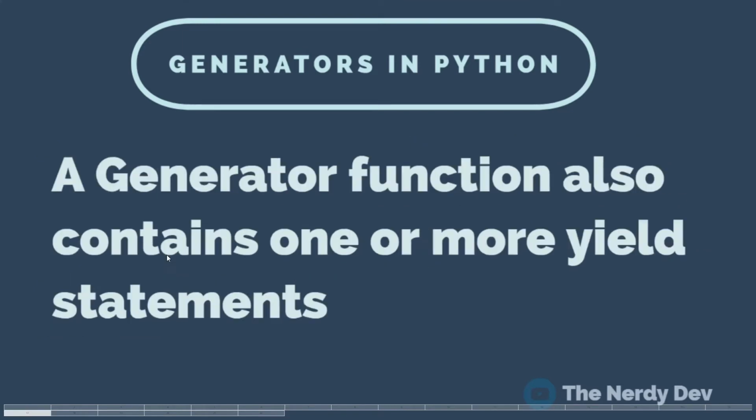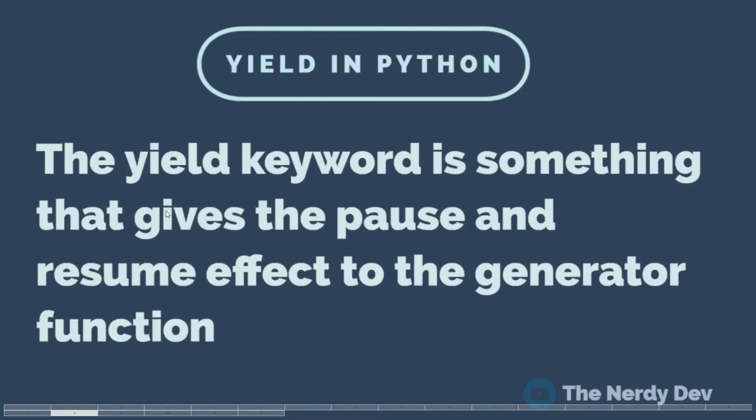A generator function also contains one or more yield statements. Now you must be wondering what this yield thing is all about. So let us understand this first. Now the yield keyword is something that gives the pause and resume effect to the generator function. Every time the generator function encounters a yield keyword, it returns the value specified right after it. To be precise, we say the generator yielded the value specified right after the yield keyword. Finally, when the function terminates, the StopIteration error is raised automatically on further invocations of the generator function.